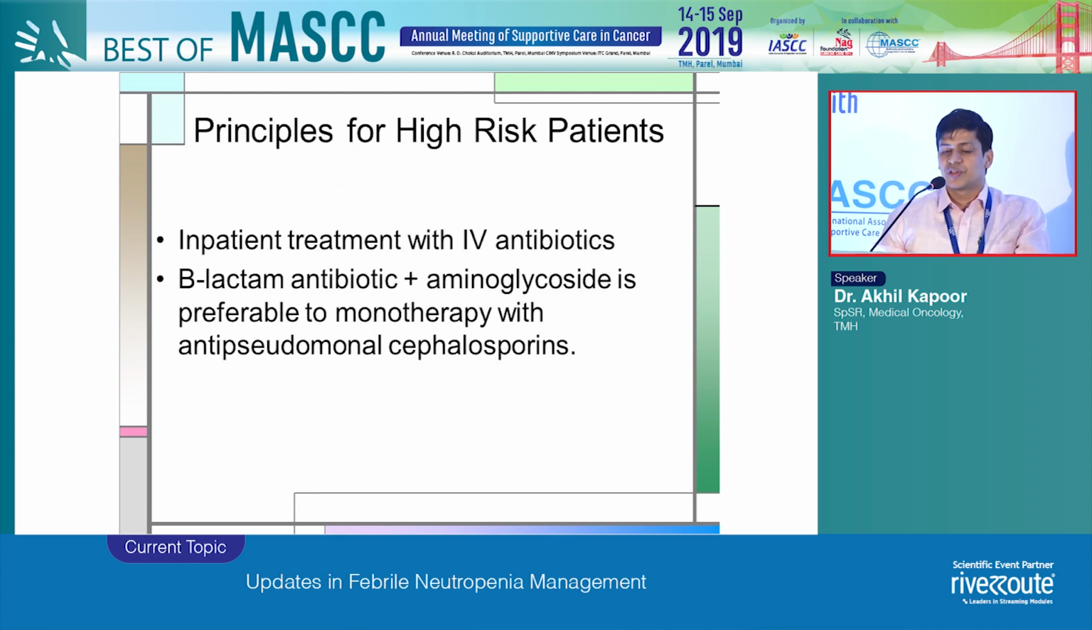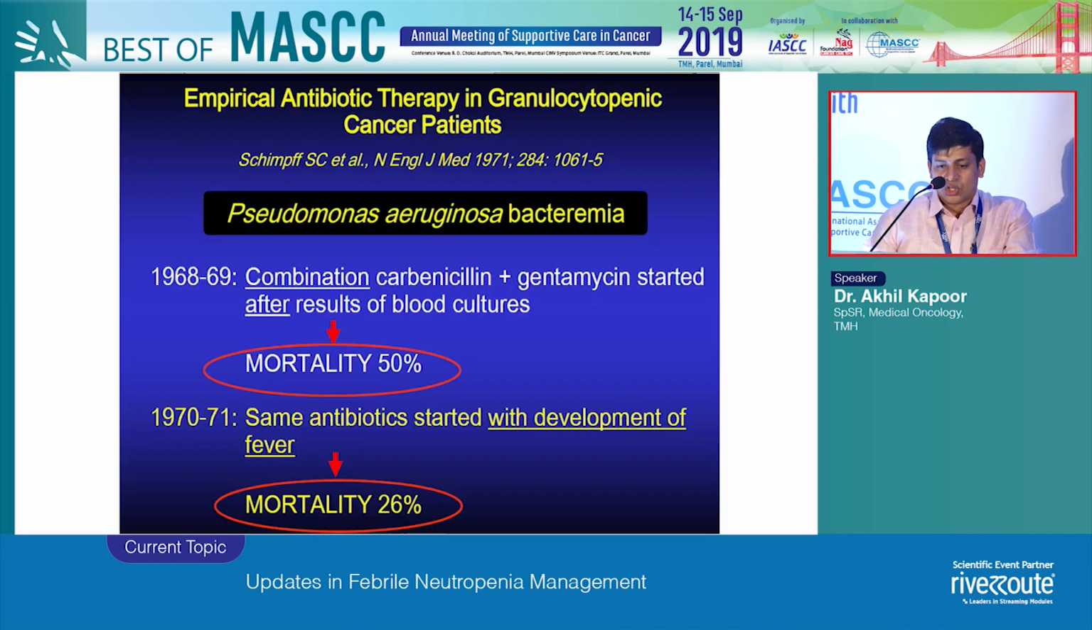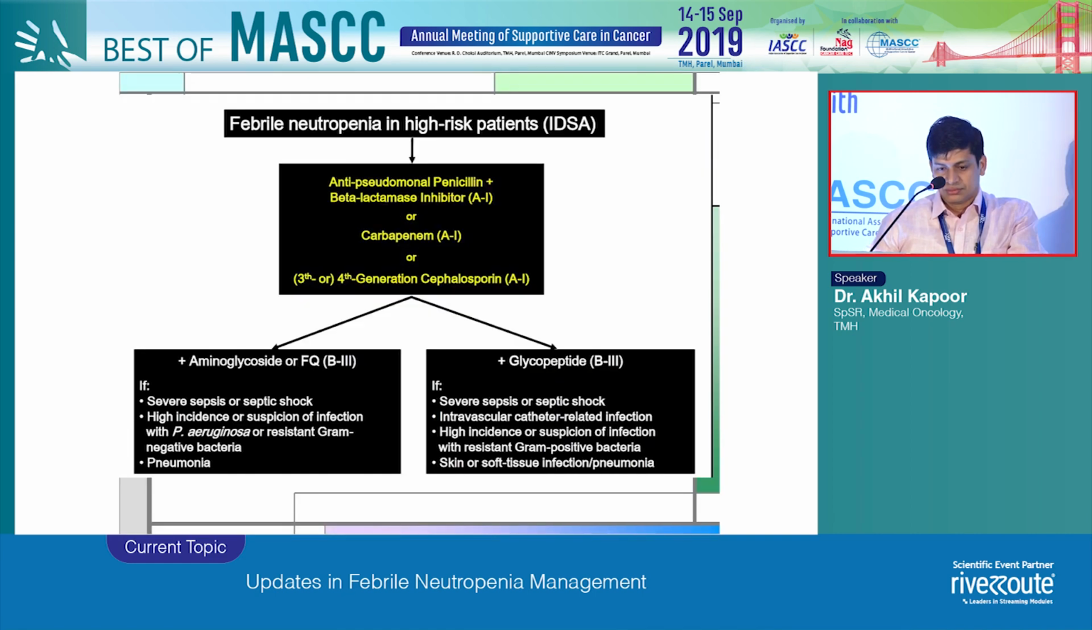For high-risk patients, we advise IV antibiotics and, if possible, admission. Beta-lactam antibiotics plus aminoglycosides is the standard regimen. There is data to suggest that if we start antibiotics at the first appearance of fever, then mortality is reduced from 50% to 25%. That means giving the first dose of antibiotic before the results are available definitely reduces mortality. The standard recommendation is to give the first dose of antibiotic within 1 hour of presentation.